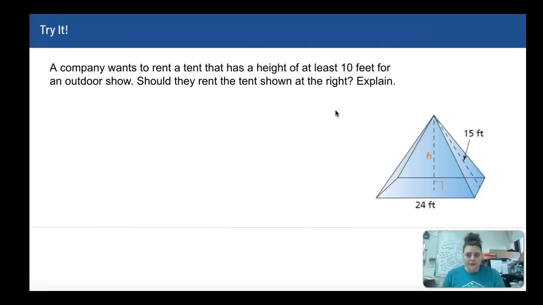You should come to the conclusion that no, they would not rent this tent. The height ends up being less than 10 feet.